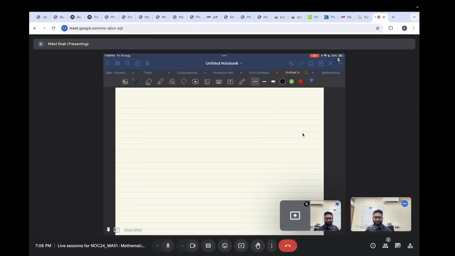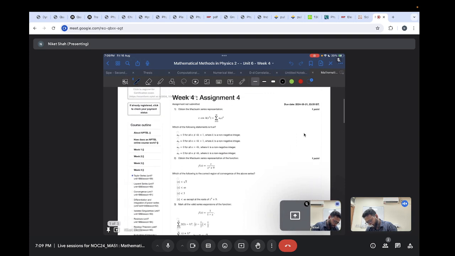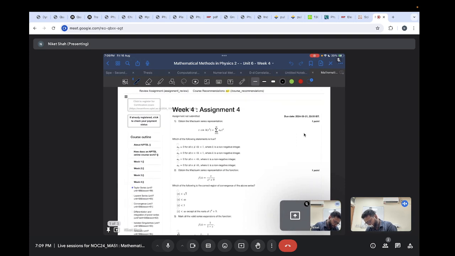All right, so this is week 4, and we are going to be looking at assignment 4 this week. So let's go about it. Assignment 4. So this is your assignment. I'll just copy the first question and put it in.